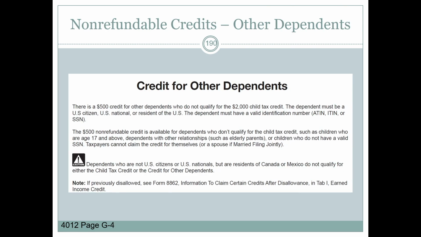In addition to the child tax credit, or just before we get to that, I want to direct you to page G-3. This contains a screening sheet that you can use to help you determine if the taxpayer is eligible for the child tax credit. Also, there's more information on G-4, and this addresses the credit for other dependents.